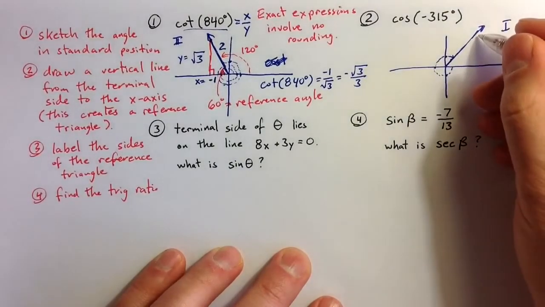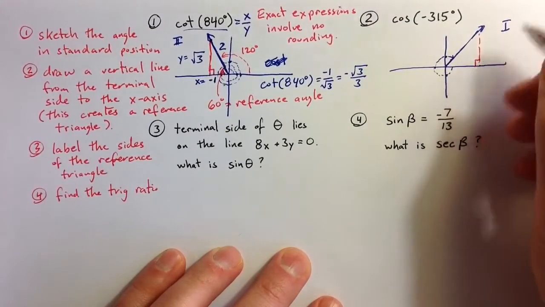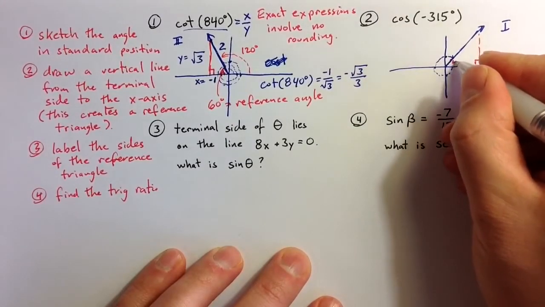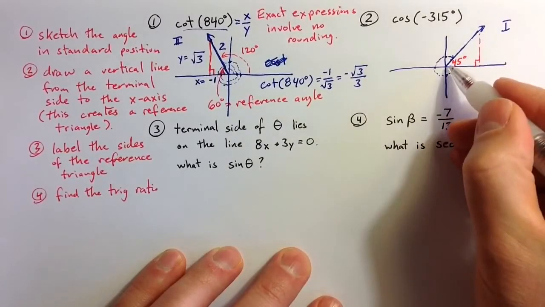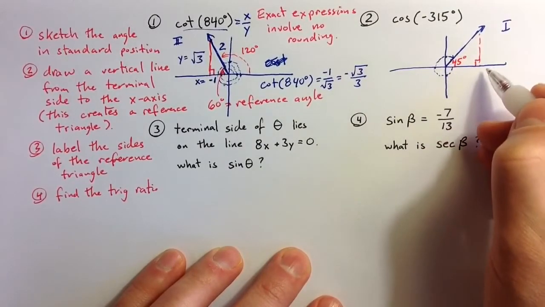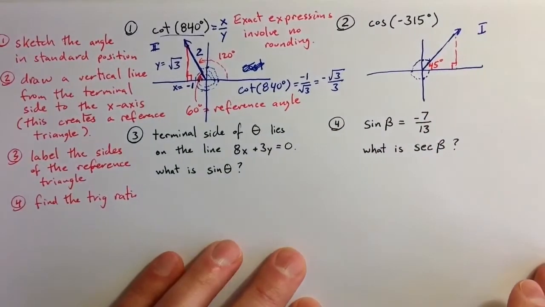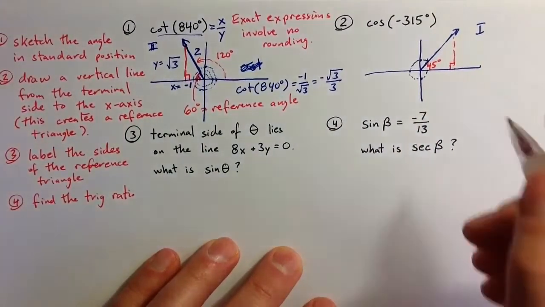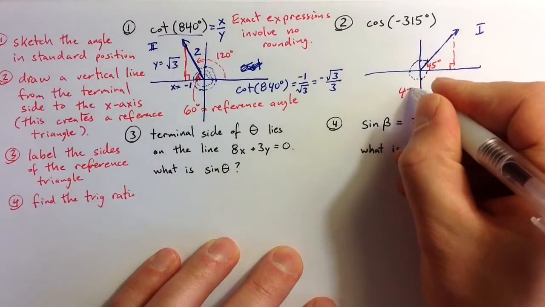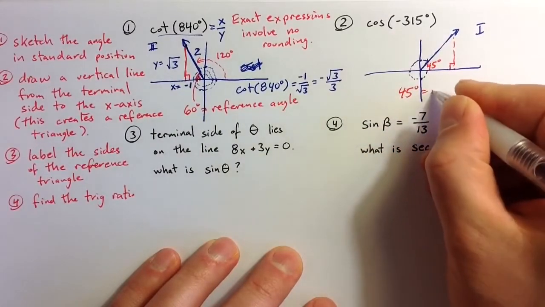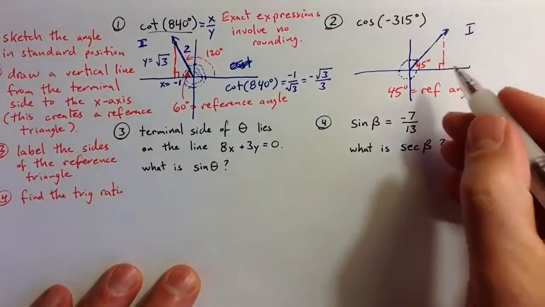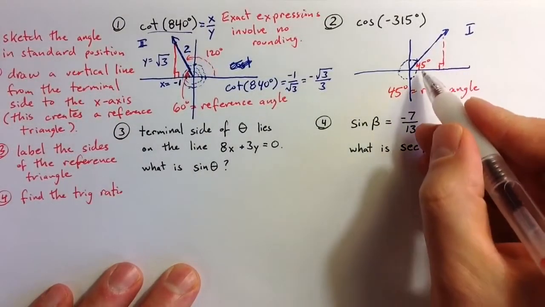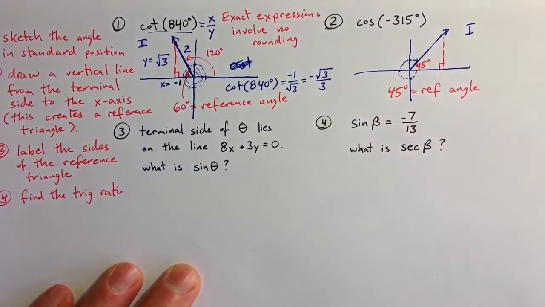which means that if we sketch a reference triangle here, the reference angle is 45 degrees. Again, the reference angle is the angle between the terminal side and the closest part of the x-axis. So let me make a note of that. 45 degrees equals the reference angle. And we have a special right triangle here, 45, 45, 90.